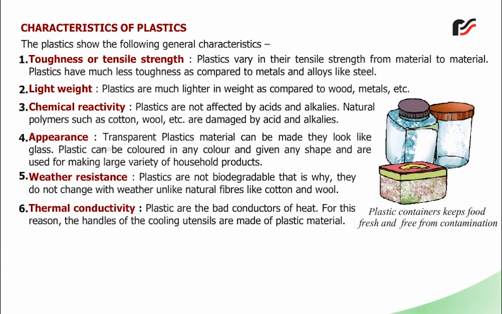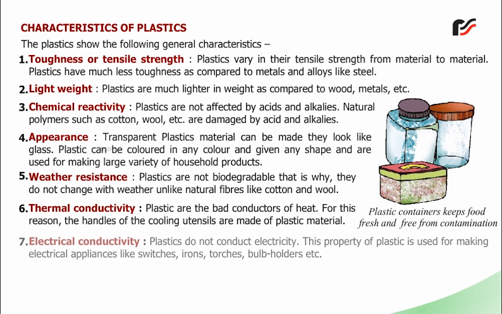Number 6, thermal conductivity. Plastics are bad conductors of heat. For this reason, the handles of cooking utensils are made of plastic material. Number 7, electrical conductivity. Plastics do not conduct electricity. This property of plastic is used for making electrical appliances like switches, irons, torches, bulb holders, etc.